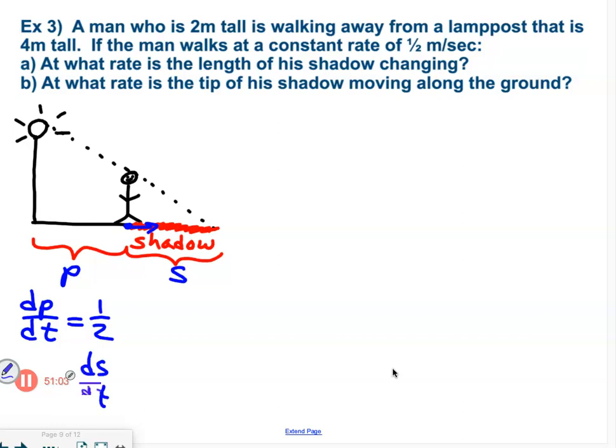ds dt equals question mark. Oh, I didn't label a couple other things. The man is 2 meters tall. Do I need to give that a variable? No, because he's probably not growing too much in this problem. And the lamppost is 4 meters tall, so I can just call that a 4. Now we've written what we have, what we're trying to find, and we drew a picture. Now we need to write an equation that relates the variables.